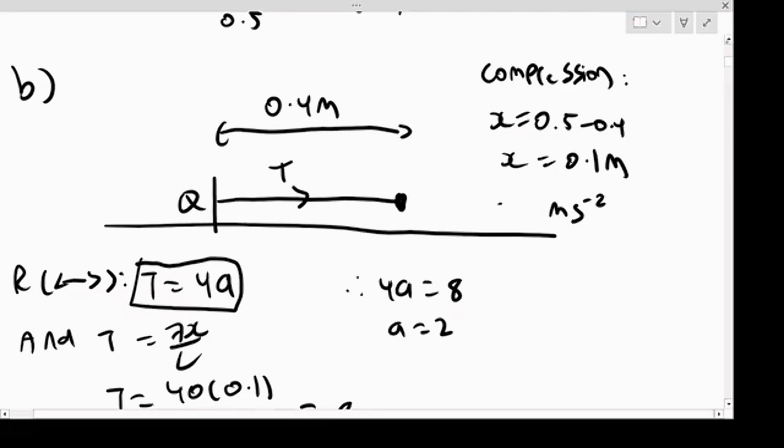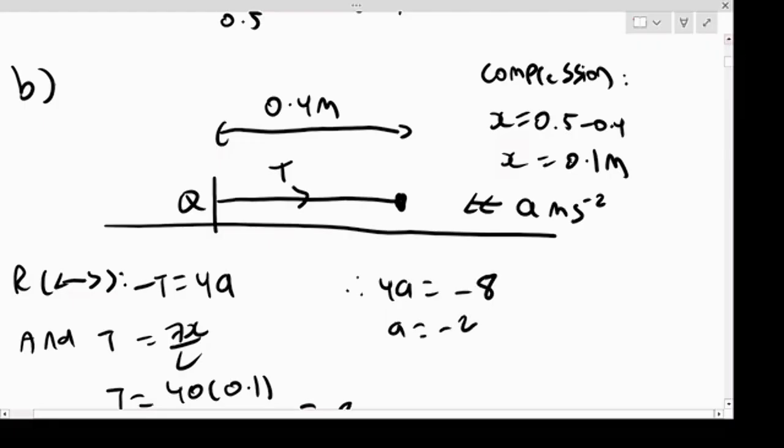If you assumed the acceleration was acting to the left, the other way, you would have minus T, because T would act in the opposite direction to acceleration. Minus T before A, so 4A would then be minus 8. So A would be negative 2. Because it's negative, you'd have to flip it in the opposite direction. So either way, you should get the acceleration to be 2 in the forward direction. So hopefully you're happy with that and that makes sense.